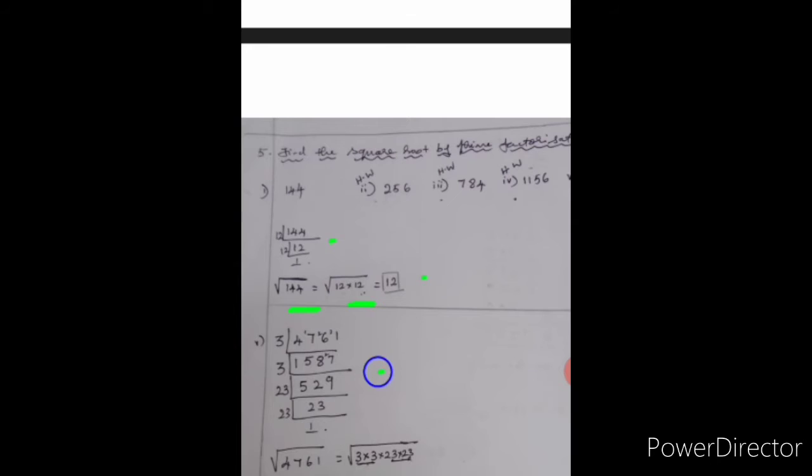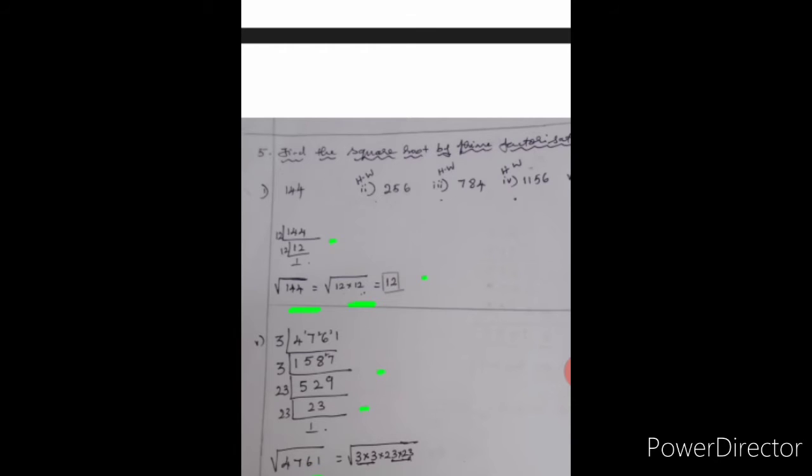Next 529, in 23 table 23 times. Then again 23 ones are. Then write the question in the square root.